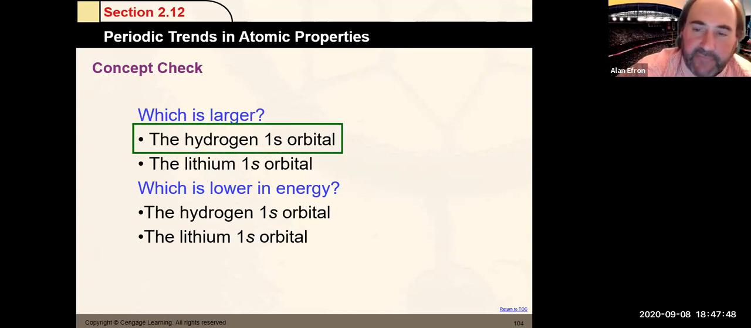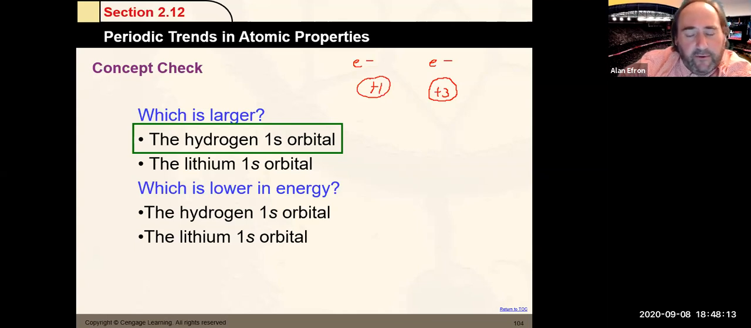And the hydrogen 1s orbital is larger because the electrons are not as bound to the nucleus. So what that means is if we think about the nucleus in a hydrogen, that's a +1 charge. And if we think about the nucleus in a lithium, that is a +3 charge. So in both cases, we're talking about really the 1s orbital, right? And the electrons that are there.